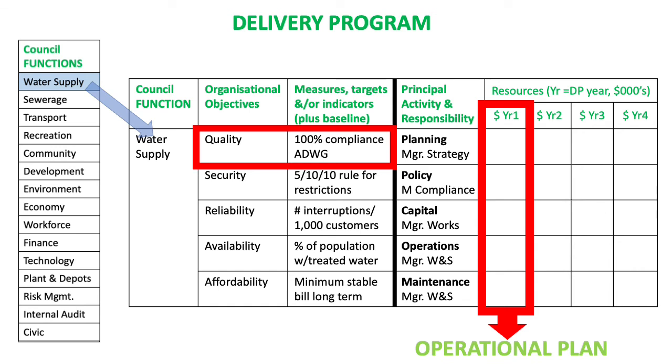Then each year it needs to get into the next level of detail in its OP, where it identifies the programs, projects and other actions it needs to undertake within each of these principal activities. So this might be things like reviewing its drinking water quality management plan, installing a new chlorine monitor and alarm system at the water plant, training extra water treatment plant operators so there's enough to cover periods of leave. It needs to get down to the nitty gritty.